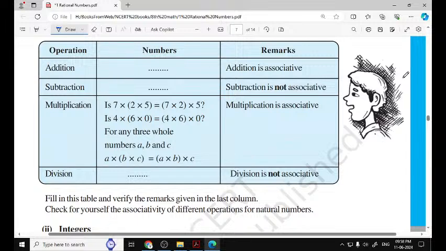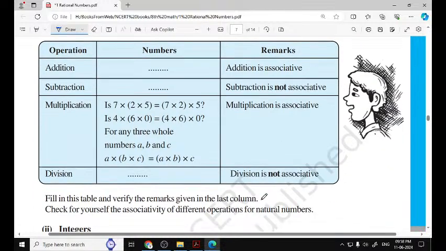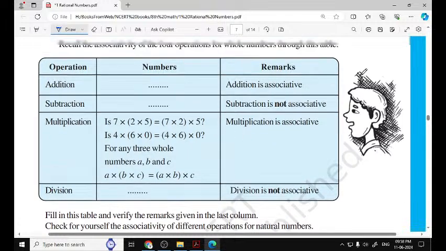Multiplication. Let us consider the same whole numbers and find out their product by changing their groups. Here this is 12 into 5, which is equal to 60, and this is 3 into 20, which is also equal to 60. Therefore multiplication is associative for whole numbers. Division is not associative.